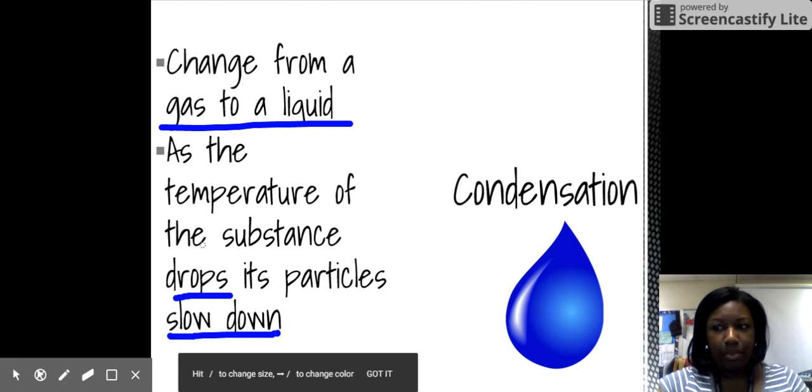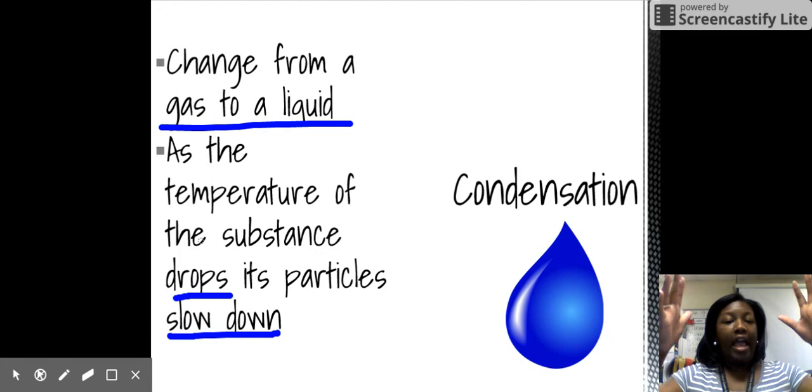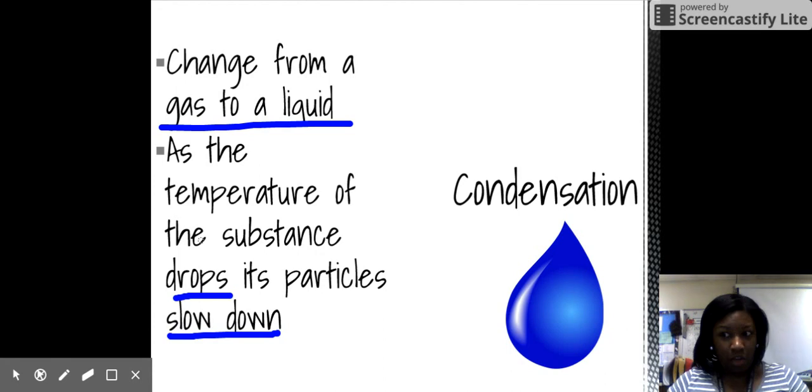Okay, so if you think about a cloud, when it rains and water gets evaporated from the earth, it goes up into the clouds. And as we move upward in the atmosphere, which we talked about last year, the temperature is going to decrease. So once that water moves up, the temperature drops and the particles are going to start slowing down, and that gives us the condensation.